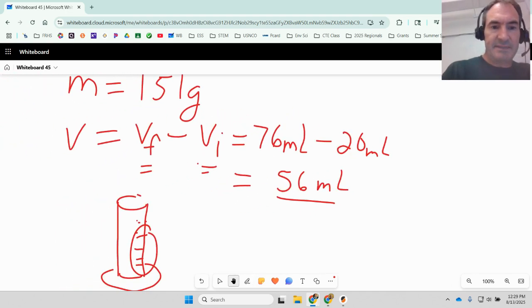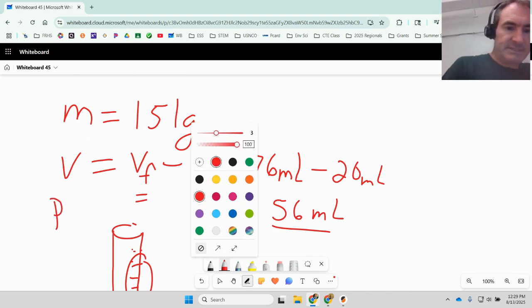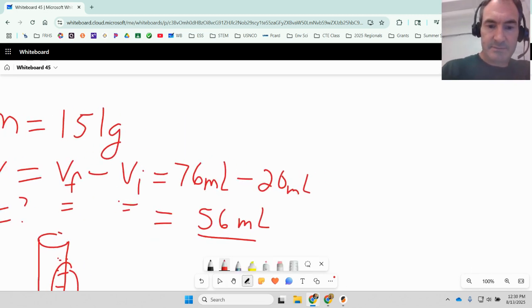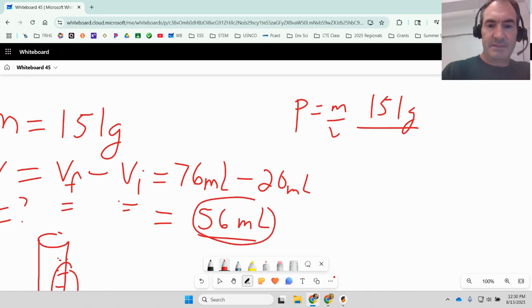Our goal is to find the density. Okay, our density is what we're looking for, right? So I'm going to come over here and write down my formula. Density equals mass over volume, and let's plug that in. You guys are probably doing this faster than I am. You should be doing this with me to get practice. If you're not, engage. All right, so we have our mass on top, making sure that I've got mass on top, and then the volume on bottom is 56 milliliters.